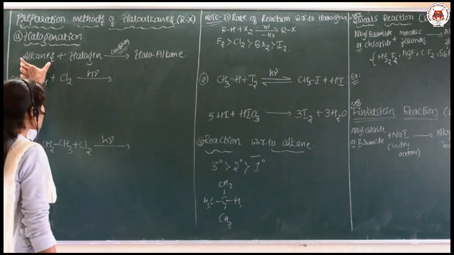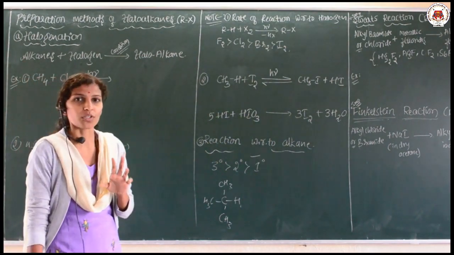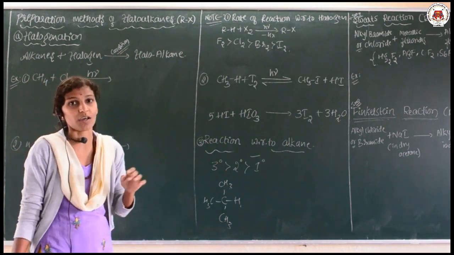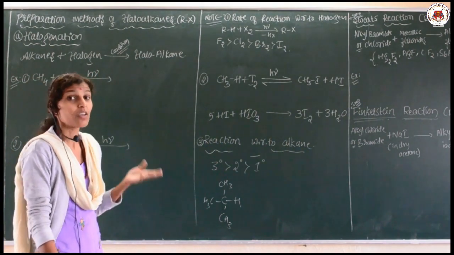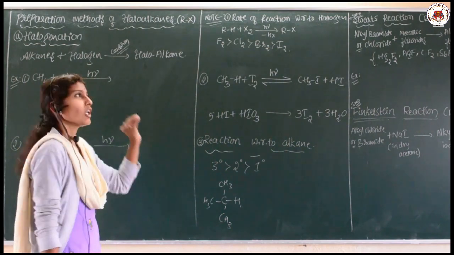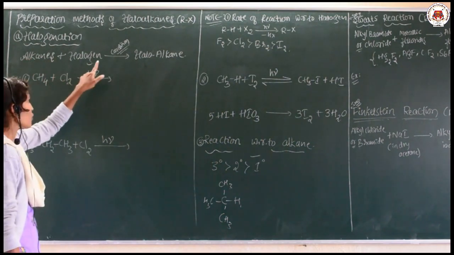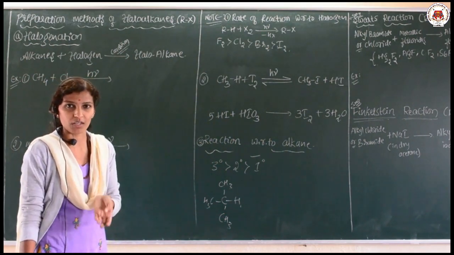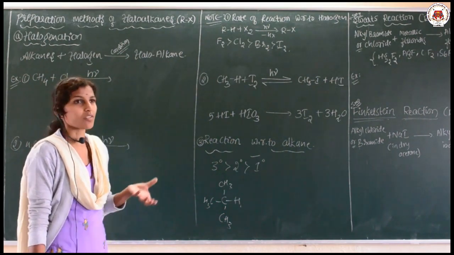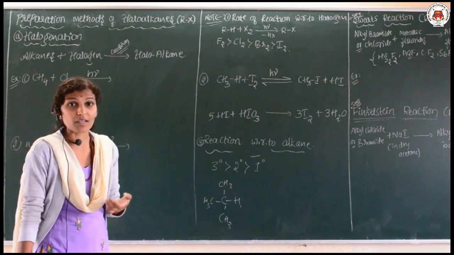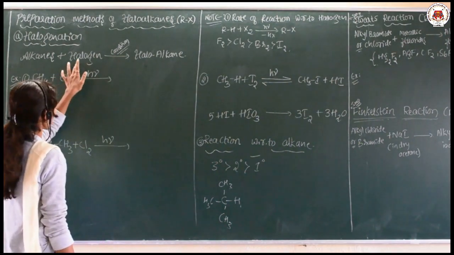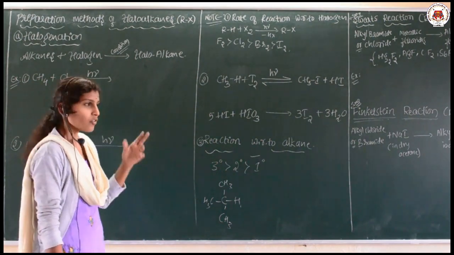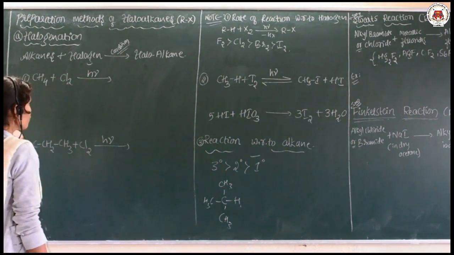As you know, the alkanes are not reactive. In order to make them reactive, we have to maintain certain conditions. Alkanes are also called paraffins because of their low reactivity. We have to provide some sort of energy, temperature, so that the alkanes can react with halogens. So there is a formation of the haloalkane. Clear?